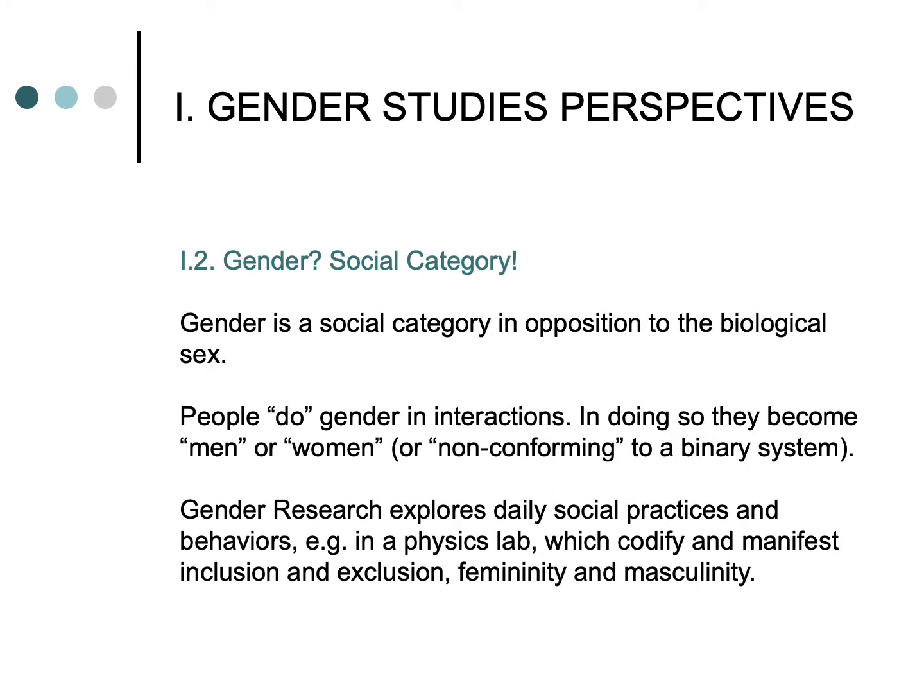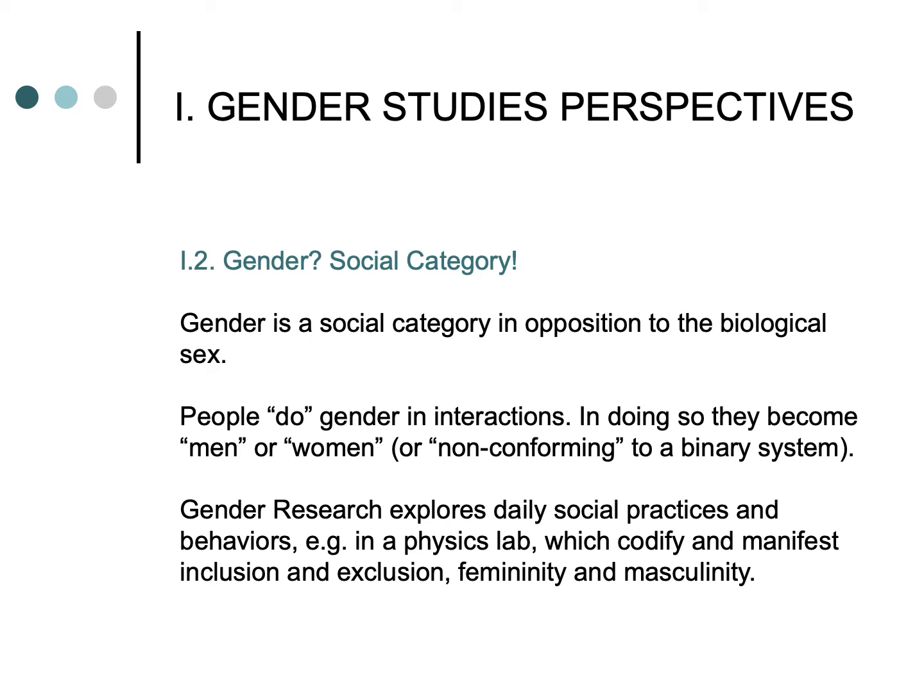Another understanding of gender is that gender is a social category, as opposed to biological sex. People do gender in interactions. They play gender roles. They speak with a soft voice, they use makeup, they care for others or not. In doing so, they become men or women or non-conforming in a binary system.